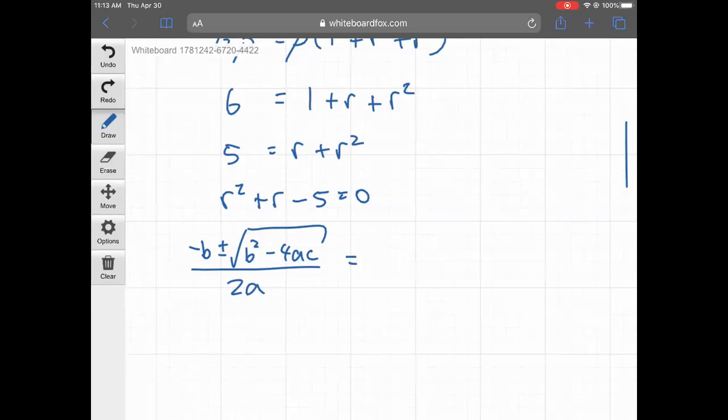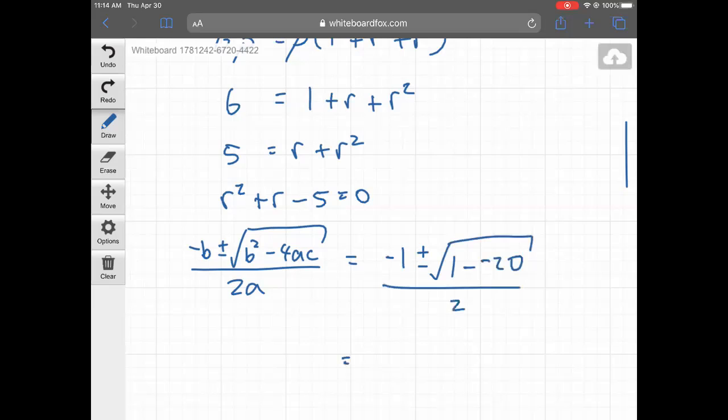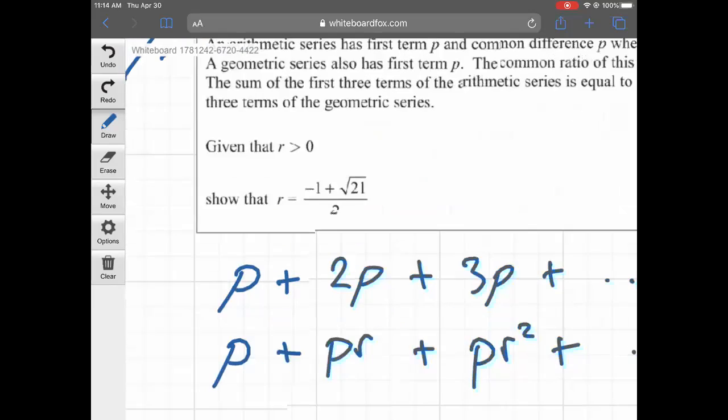So B is 1, A is 1, and C is minus 5. So we've got minus 1 plus or minus the square root of 1 minus 4 times 1 times minus 5, which is plus 20, so 21, over 2, which is minus 1 plus or minus the square root of 21 all over 2. And that was the answer we had to show.